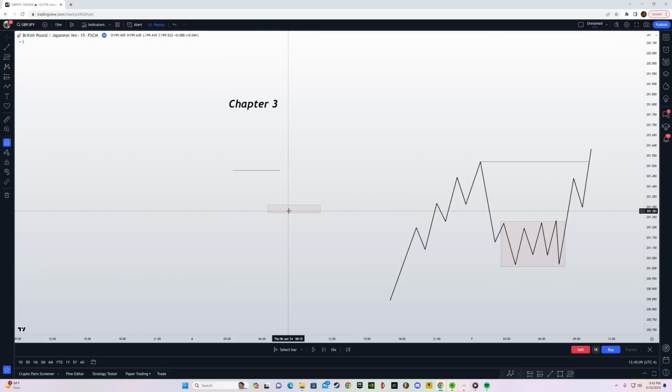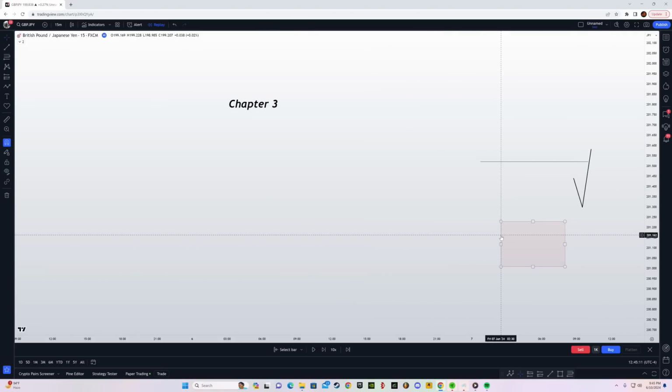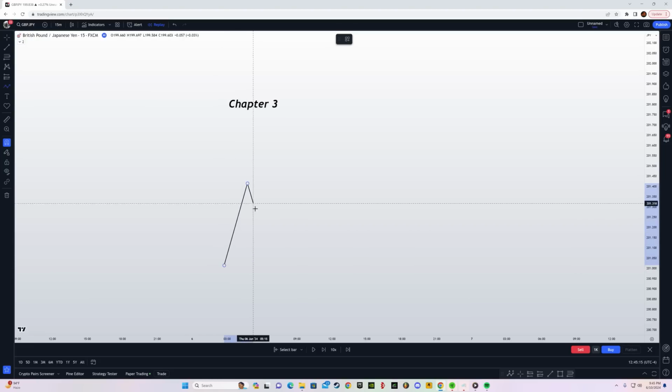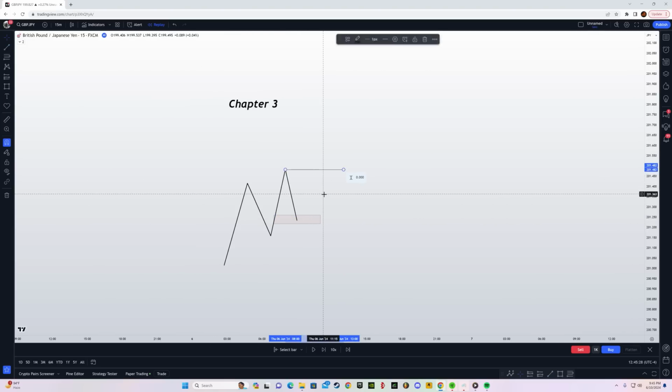Now, if I remove this real quick, similarly, by now we know that price goes from IRL to ERL, or from ERL to IRL. Now notice this high over here. There's a 60 to 70% chance that this high is where the original consolidation is going to be.